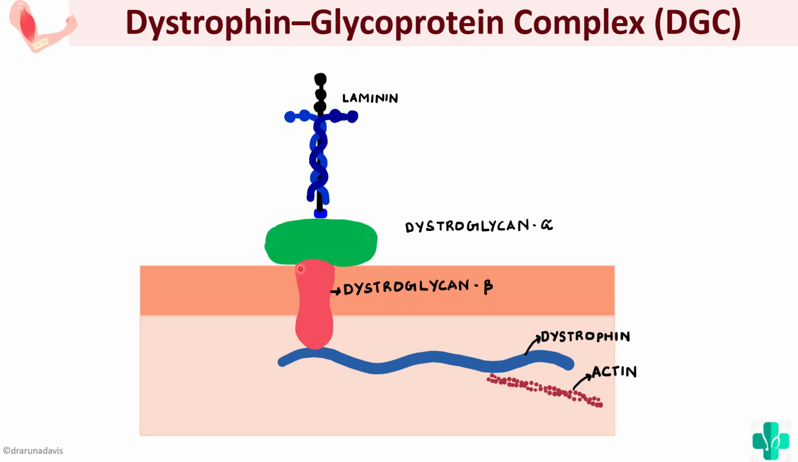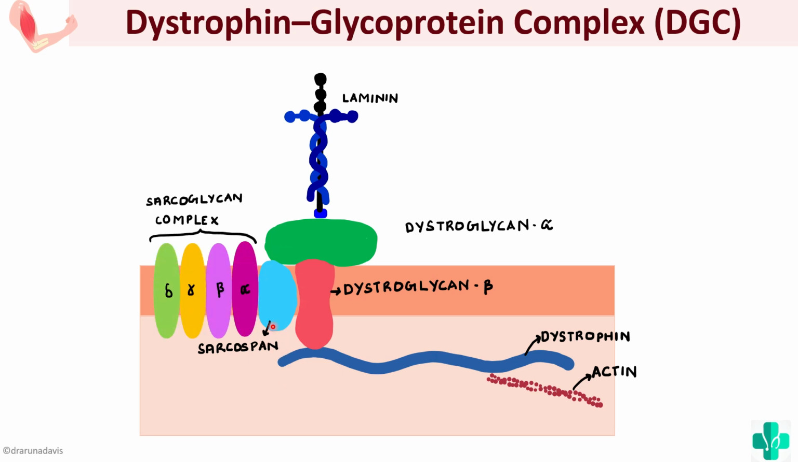Now to support this complex, we've got some more proteins. One is called the sarcospan, which spans the membrane. Along with that, we've got another complex, which has many subunits like alpha, beta, gamma, delta, which is called the sarcoglycan complex. And beneath, we've got another protein, which is called syntrophin. So dystrophin, syntrophin, dystroglycan beta, dystroglycan alpha, laminin, sarcospan, sarcoglycan. These are the basic components of the dystrophin glycoprotein complex.